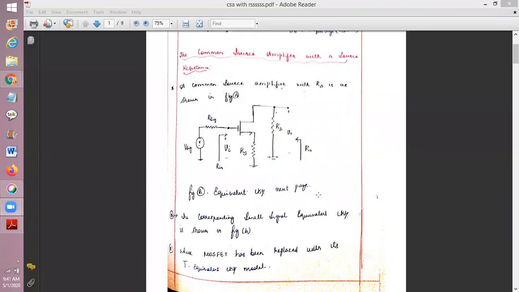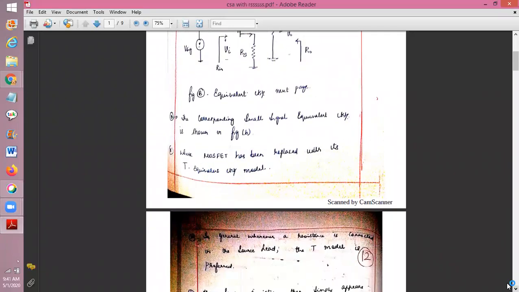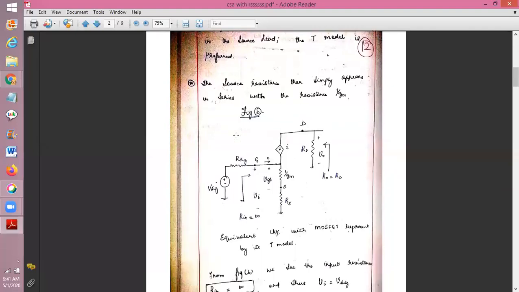So how to draw the T equivalent circuit? It has been shown here. The T model is preferred because resistance is connected to the source lead. Please underline this: resistance is connected to the source leads. Therefore, we are going for the T model. So, how to draw the T model?